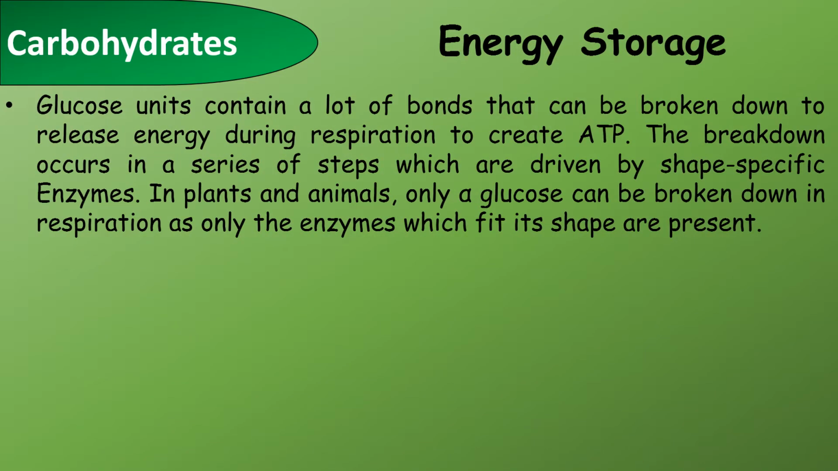So finally, the last thing that we need to consider when thinking about carbohydrates is their ability as energy storage. So glucose units contain lots of bonds that can be broken down to release energy during respiration and create ATP. The breakdown occurs in a series of steps which are driven by shape-specific enzymes. In plants and animals, only glucose can be broken down in respiration, as only the enzymes which fit its shape are present.